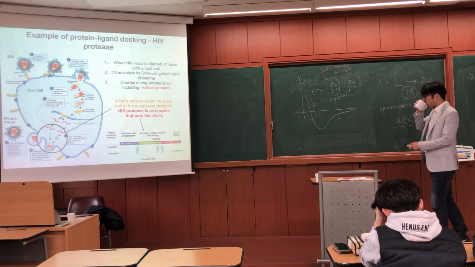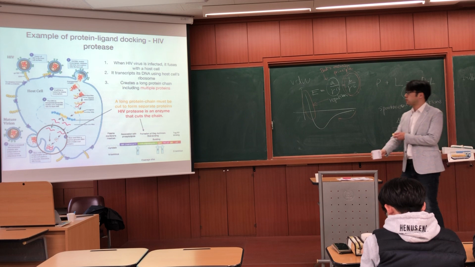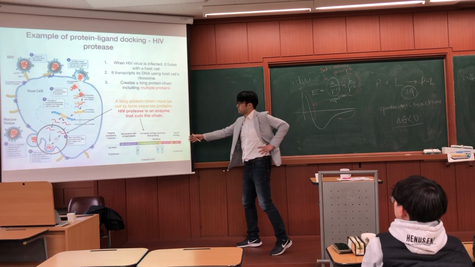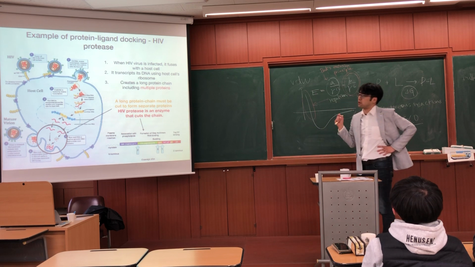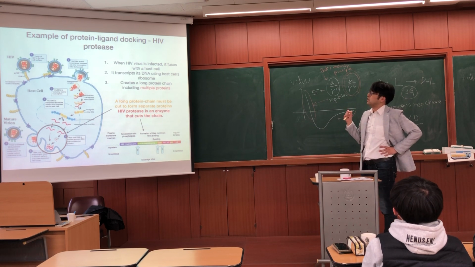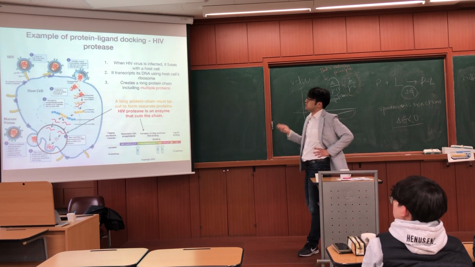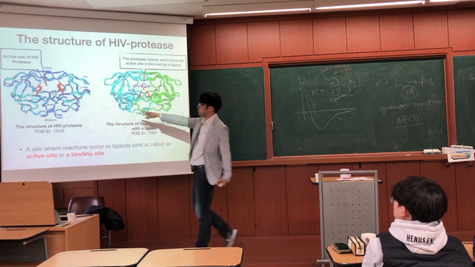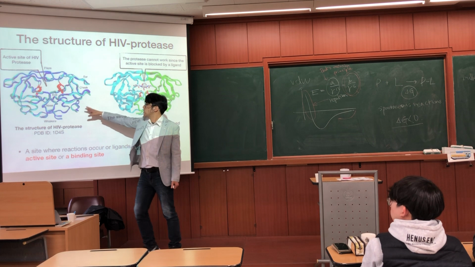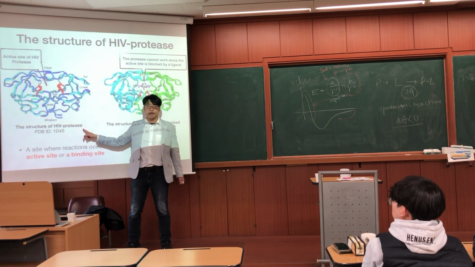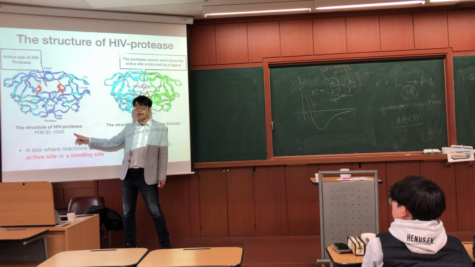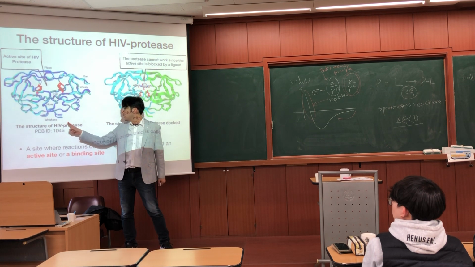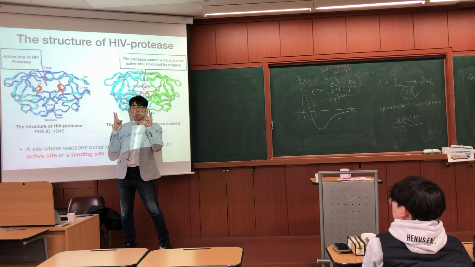So this long protein chain must be cut, and one of the most important proteins in the HIV virus is called HIV protease. This is the structure of HIV protease. Protease means, in biochemistry, that -ase means it cuts something, and protease means that it cuts protein.